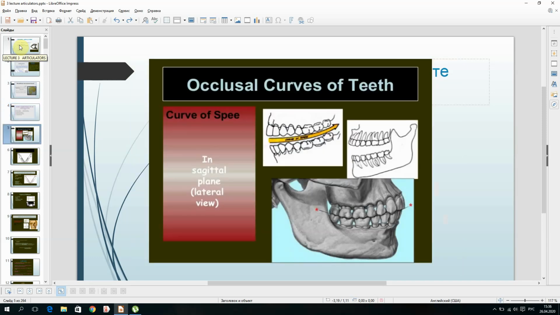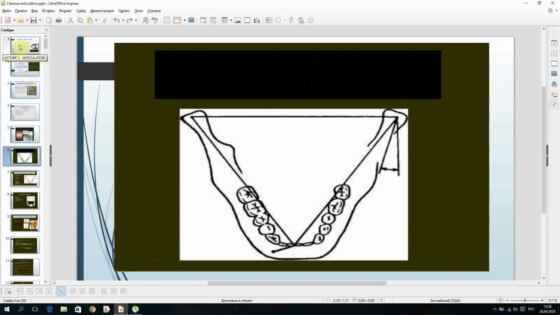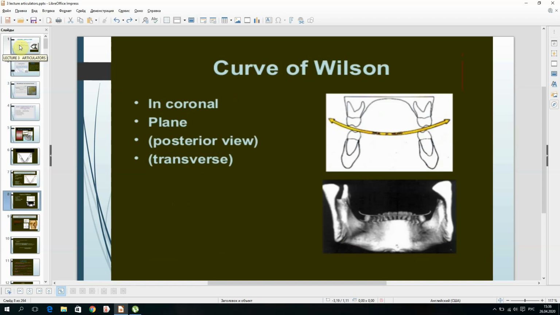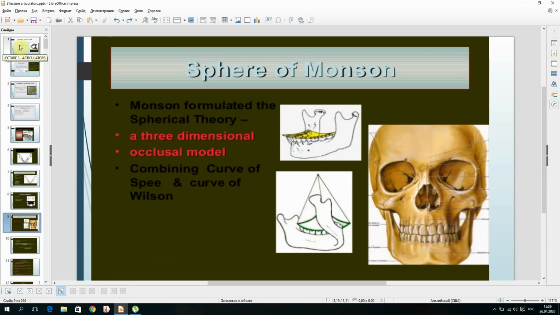Occlusal curves of teeth. The Bonwill triangle. The mandible adapts to a fourth equilateral triangle. Facial bilateral symmetry of the mandibular arch. Curve of Wilson: in the coronal plane, posterior view, transverse. Sphere of Monson. Monson formulates the spherical theory as a three-dimensional occlusion model, combining the curve of Spee and the curve of Wilson.